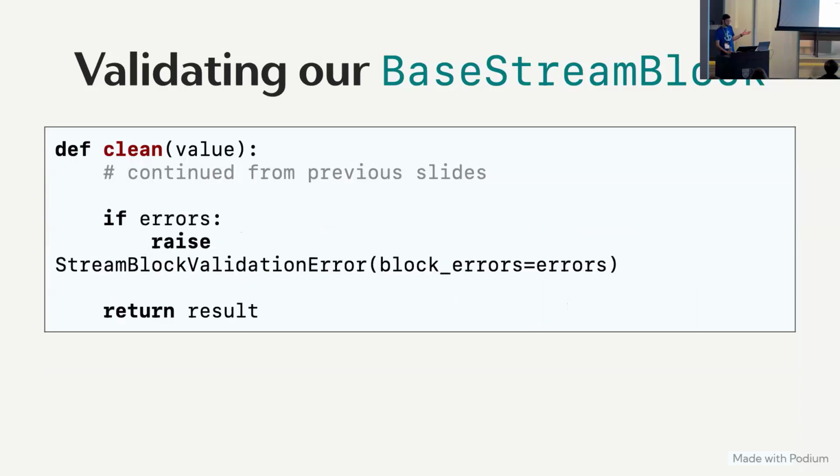And with that loop complete, we check the errors dictionary. If there's anything in it, then we raise the stream block validation error, passing the errors dict into the block errors parameter. And if there were none, we're good, and we return the result.